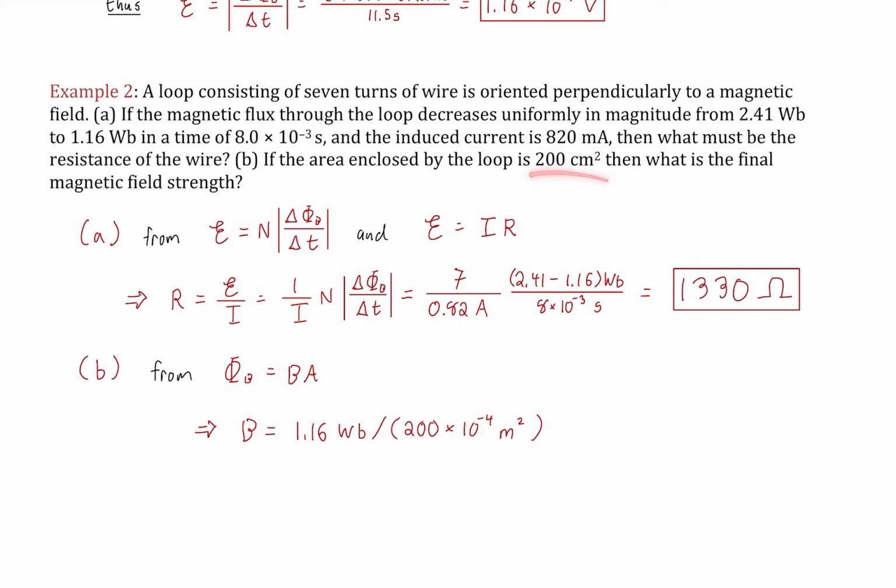Make sure to convert the 200 cubic centimeters to cubic meters, and there is 10 to the negative 4 cubic meters in a cubic centimeter. In other words, there's 10,000 cubic centimeters per cubic meter. Excellent. And there we go, 58 Teslas. All right, looks good.